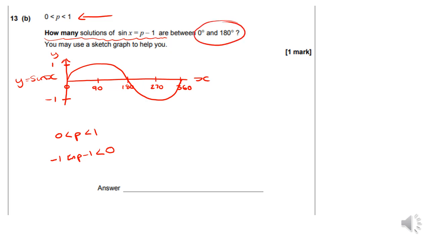Well, how many negative values are there between 0 and 180? There aren't any. There'd be some in this section after 180, but in between 0 and 180, there are going to be 0 solutions to that.